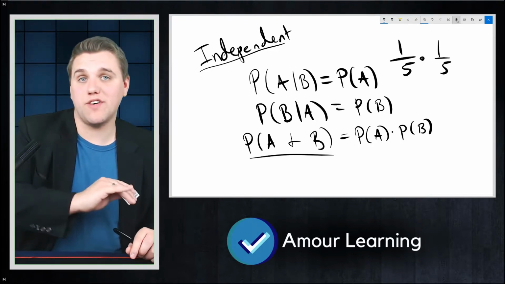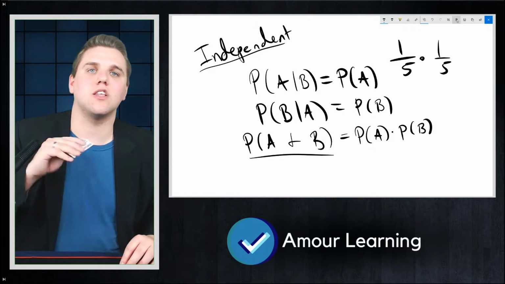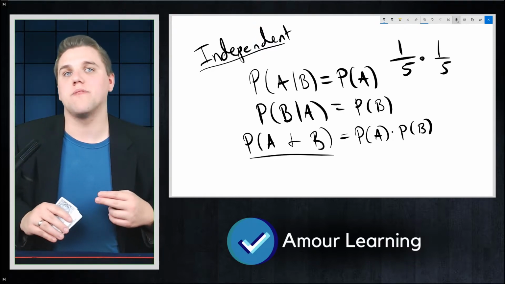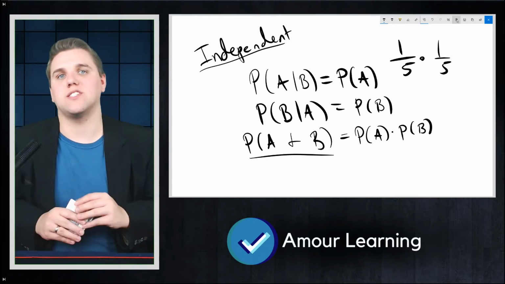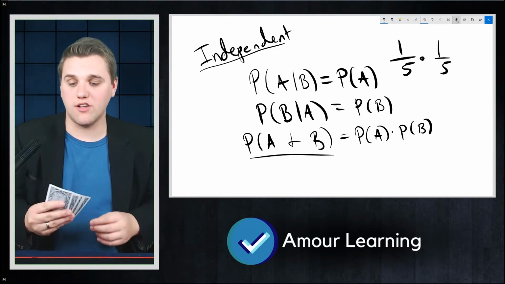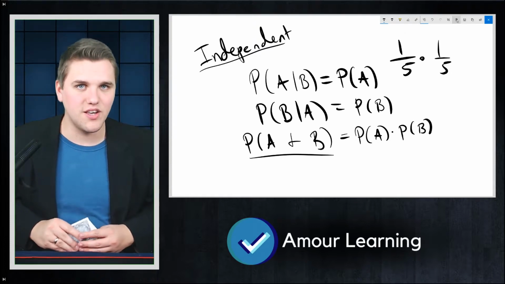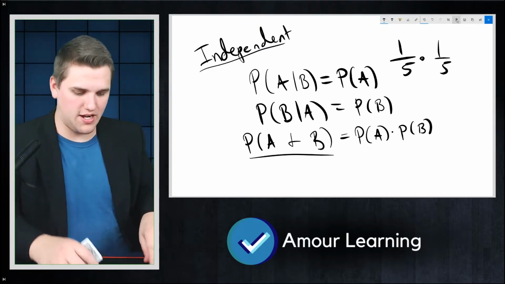But the reason why it's 1/5 times 1/5 is because the two events of drawing cards are both independent of each other, because I replace the cards. In both scenarios that I draw cards, there are 5 of the same exact cards. So the two events are considered independent of each other.